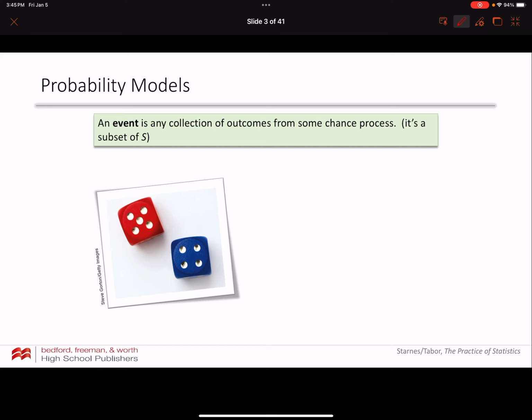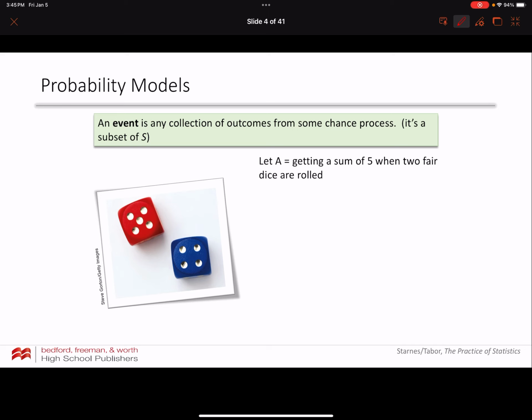So an event is any collection of outcomes from some chance process. It's a subset of S. And that capital italicized S stands for the sample space. So an event could be just rolling a die and seeing what number you get. It could be rolling a die and getting a 5. So you could be as specific as you want.